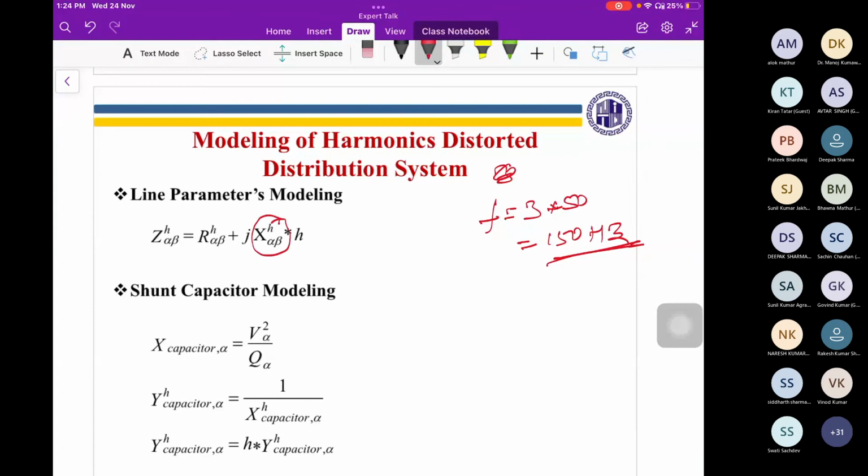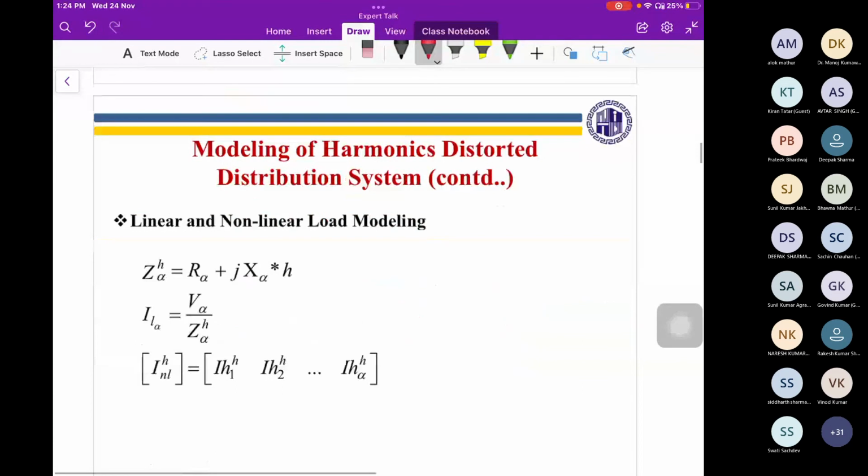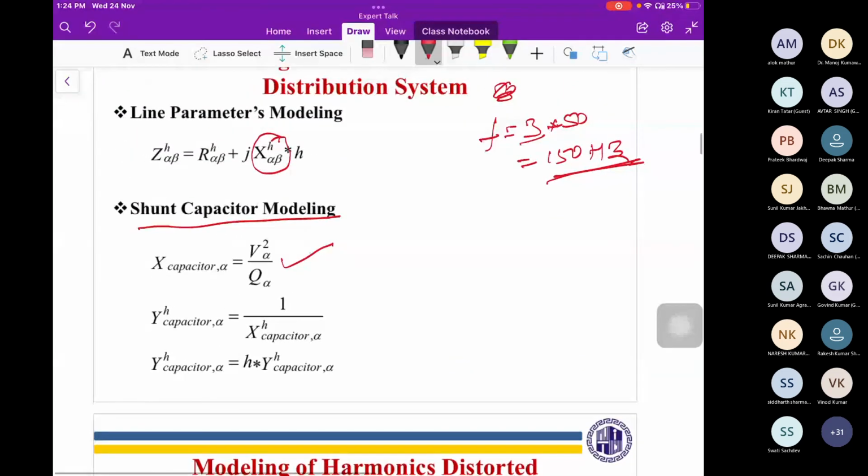In that condition, the impedance value will change, and the line parameter modeling will change. If a capacitor is there, the modeling of the capacitor will change, and a load will be there. Load is also of the form R plus jX, so the X will change. So in the presence of harmonics, the distribution system modeling will change according to frequency. So first of all, we change the modeling of the distribution system according to the frequency value for the third, fifth, and seventh, and the same strategy for the backward forward load flow is applied. Only this is the difference from the normal load flow algorithm.